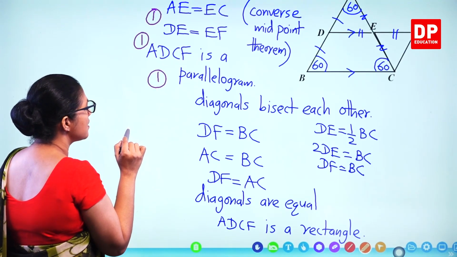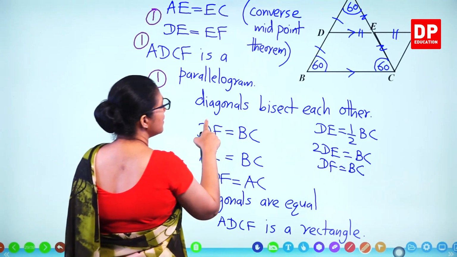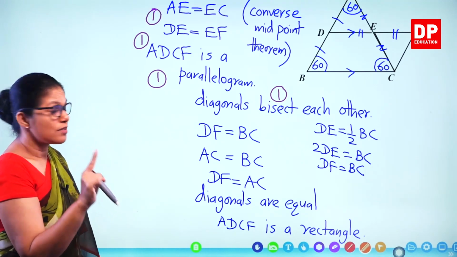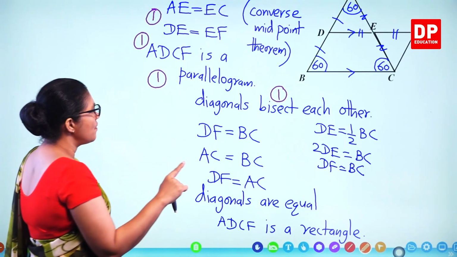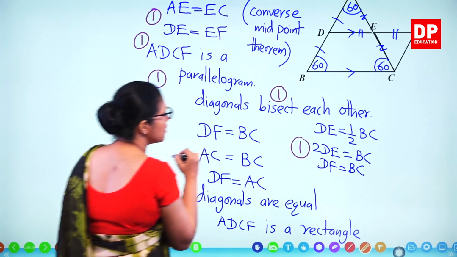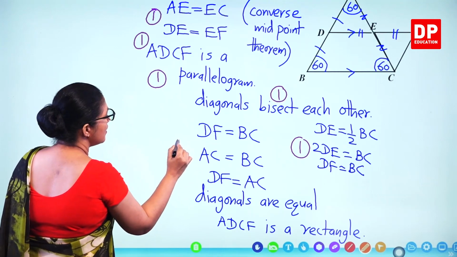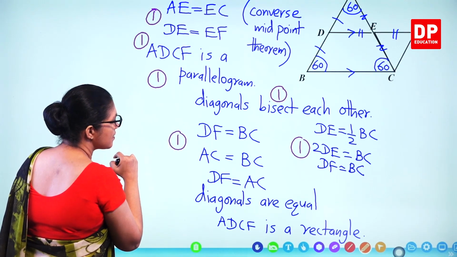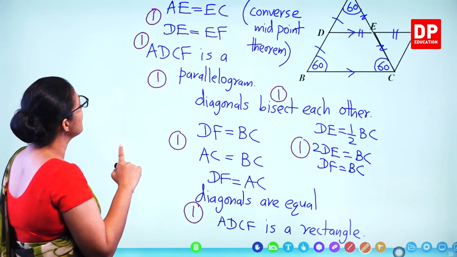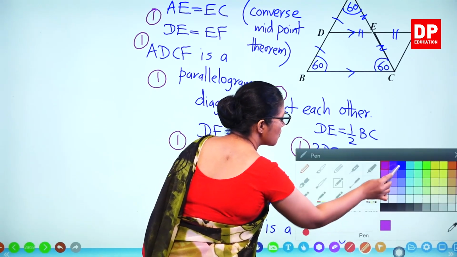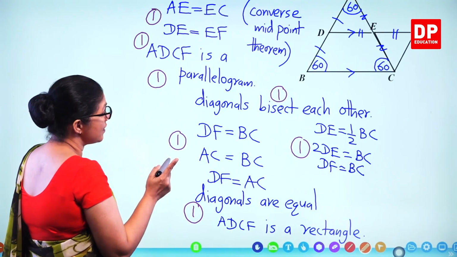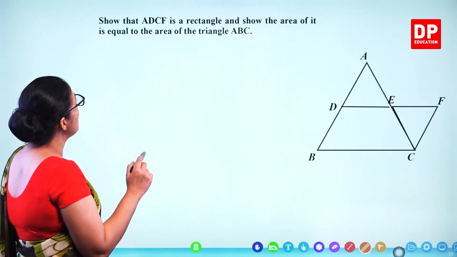So 3 marks. And 1 mark for giving reason: diagonals bisect each other. Then that's 4. This is 1 mark. That's 5, 6, and final one, 7. 1, 2, 3, 4, 5, 6, 7. 7 marks for this part. Then we'll move to the next page and do the next part.